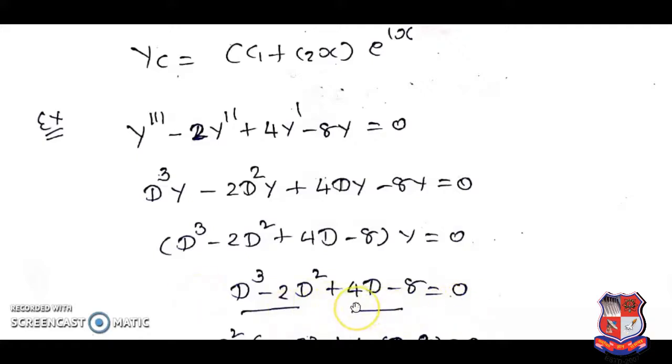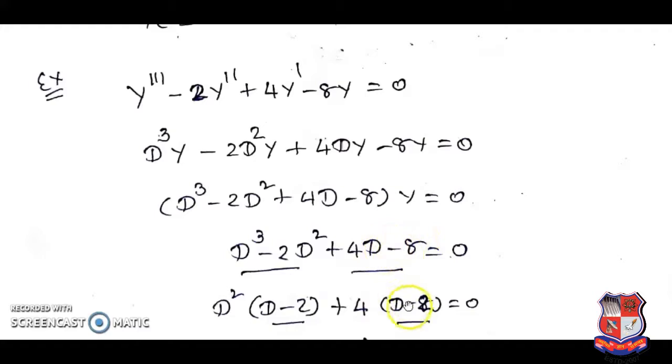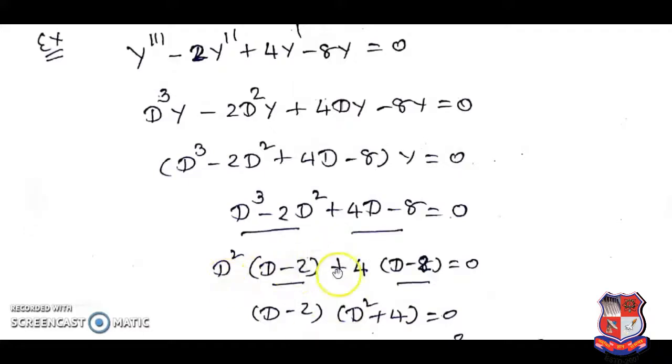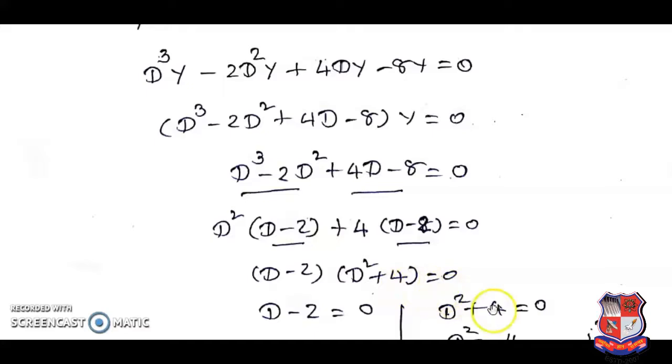When there are 4 terms in the question, you first have to check by dividing into 2 groups. If there is any common factor, then we directly find it. So from the first 2 terms we take d square common, the remaining factor is d minus 2. Here we are taking 4 common, so d minus 2. So the common factor is d minus 2. Directly taking common factor d minus 2, the other factor is d square plus 4 equal to 0. So d minus 2 equal to 0, d square plus 4 equal to 0.